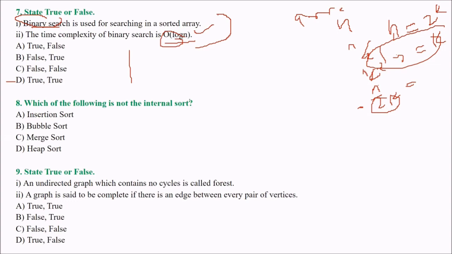Which of the following is not an internal sort? They are internal sorts also. They are external sorts also. Which of these is not an internal sort, or in-place sort? Please answer this. The answer is merge sort. It is not an internal sort, while insertion sort, shell sort, heap sort, they all are internal sorts.